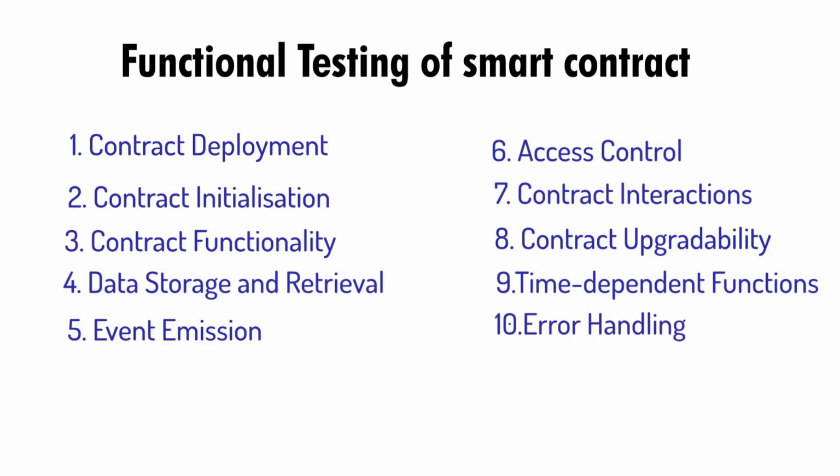Error handling. Test the scenarios where the contract encounters errors or exceptions. Validate that the appropriate error messages or exceptions are raised. Confirm that the contract gracefully handles unexpected behaviors. These are some of the boundary testing scenarios of the smart contract.